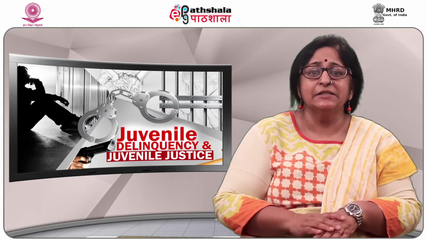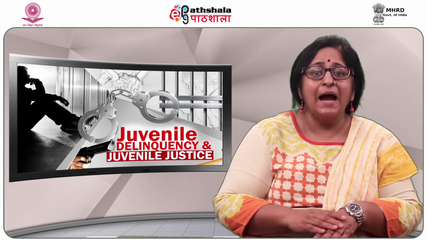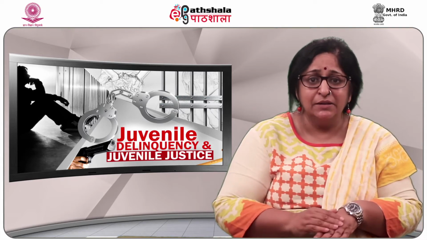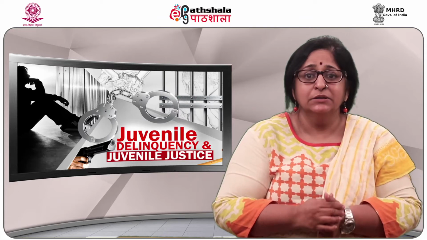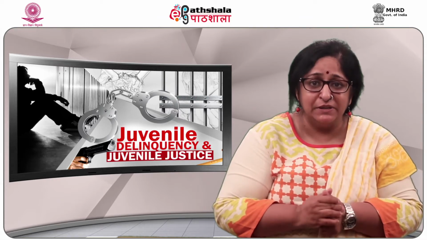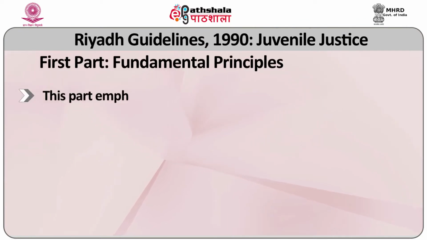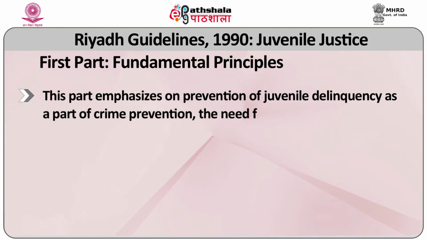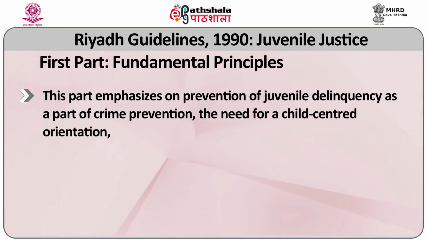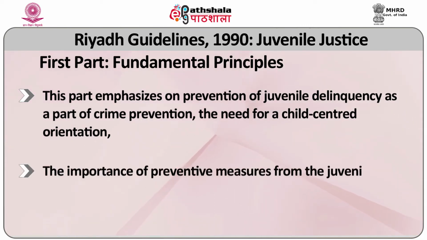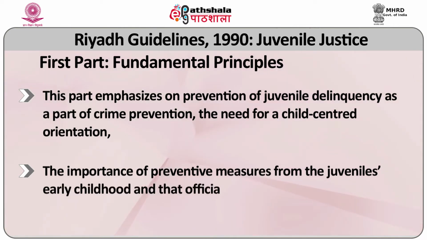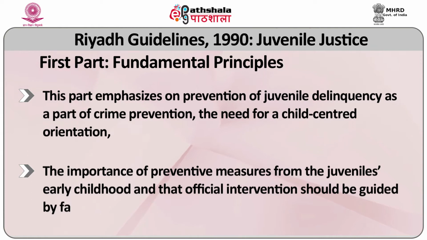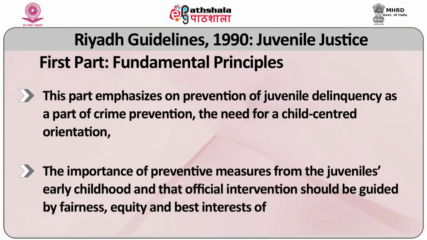The guidelines consist of 66 paragraphs and they are divided into 7 parts. The first part deals with fundamental principles. This part emphasizes on prevention of juvenile delinquency as a part of crime prevention, the need for a child-centered orientation, the importance of preventive measures from the juvenile's early childhood, and that official intervention should be guided by fairness, equity, and best interests of the child.